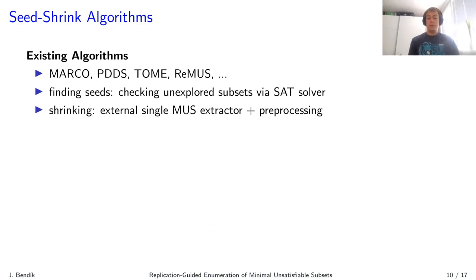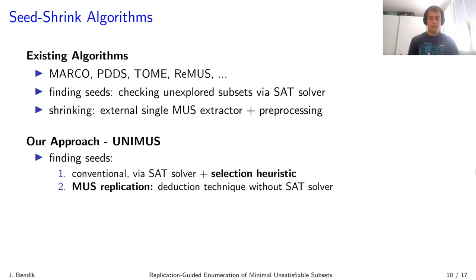The difference between the algorithms is how exactly they identify the seeds, which seeds they identify, and also how exactly they implement the shrinking. Briefly, to identify a seed, all the algorithms repeatedly check unexplored subsets for satisfiability with a subsolver until they identify an unsatisfiable one, that is, a seed. The difference between the algorithms is which subsets they check for satisfiability. As for shrinking, the algorithms usually employ an external single MUS extraction tool, plus they employ some preprocessing techniques.